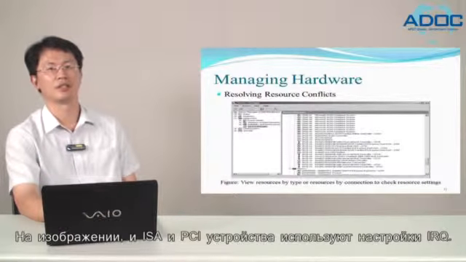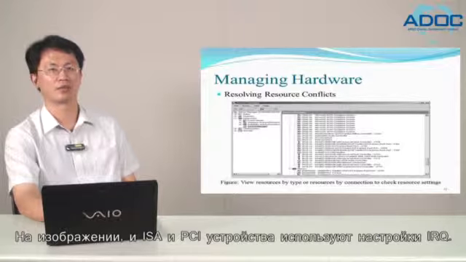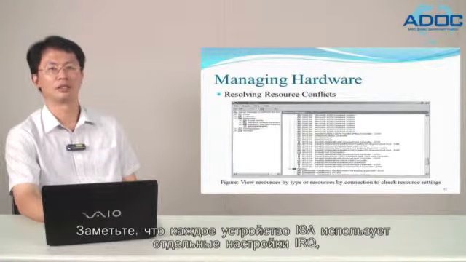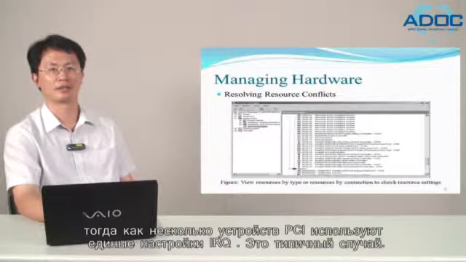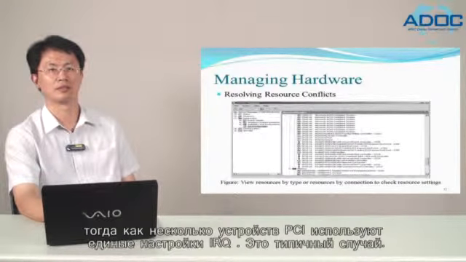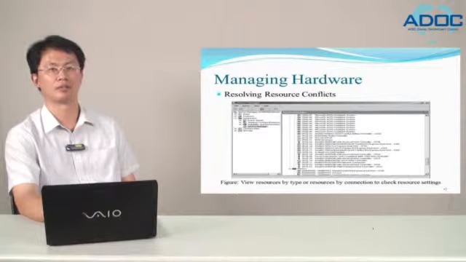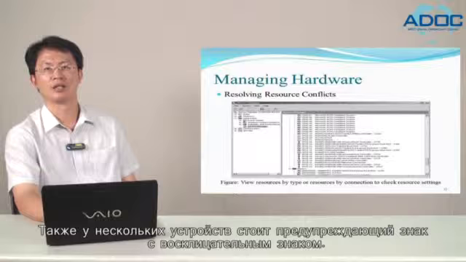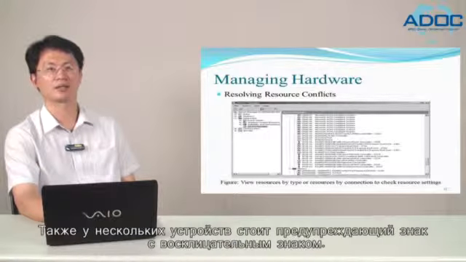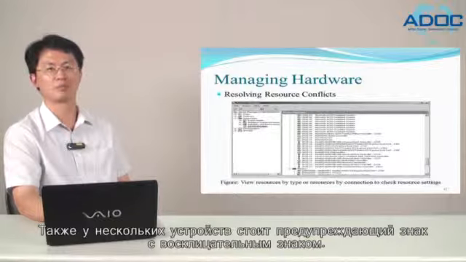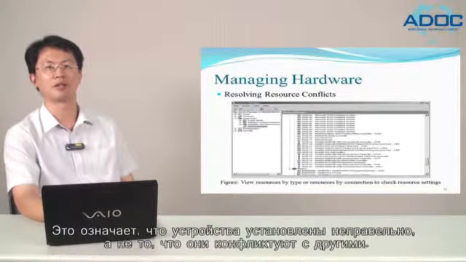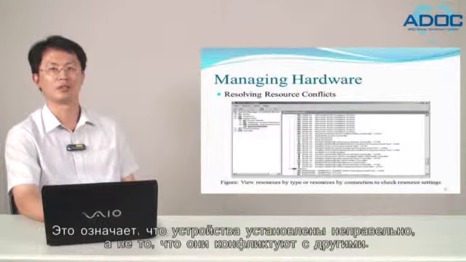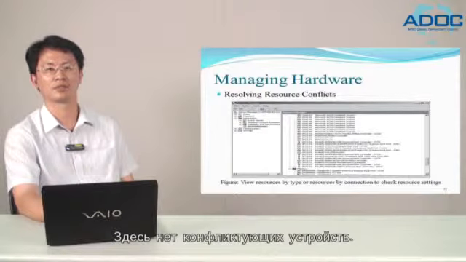And in the figure, both ISA and PCI devices are using IRQ settings. And you will note that each ISA device has a separate IRQ setting, while multiple PCI devices share the same IRQ setting. And this is very typical. Note also that several devices have a warning icon with an exclamation point. This is because the device isn't configured properly, not because there is a conflict. And in this example, there are no conflicts.